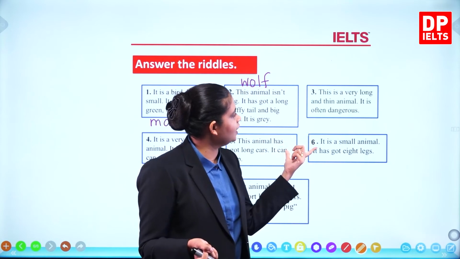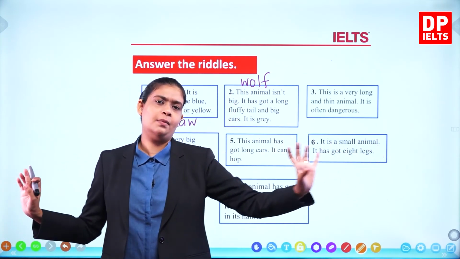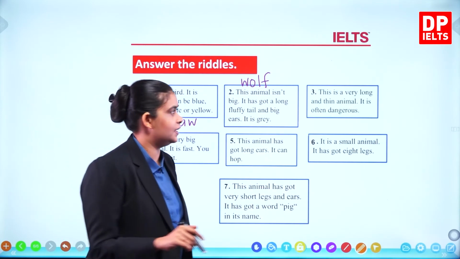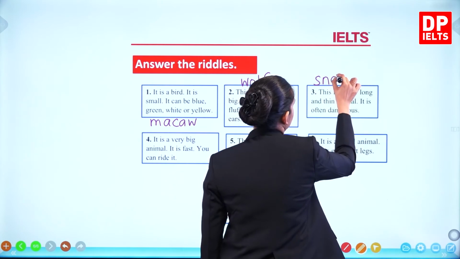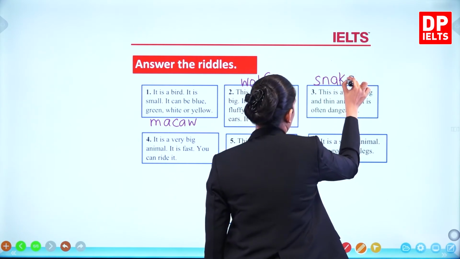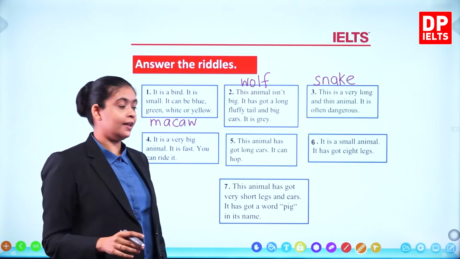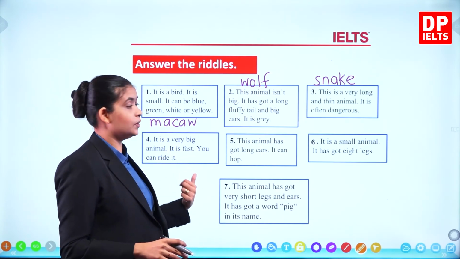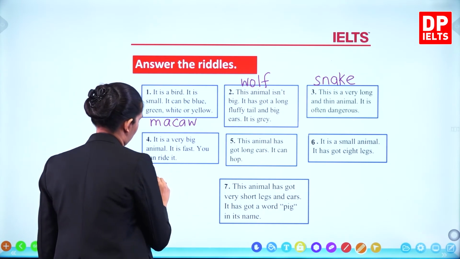This is a very long thin animal. This is just one. Thin and long. Usually who is there? Dangerous. We have the snake. It is a very big animal. It is fast. You can ride it. Who do we ride, a somewhat big animal? Horse.